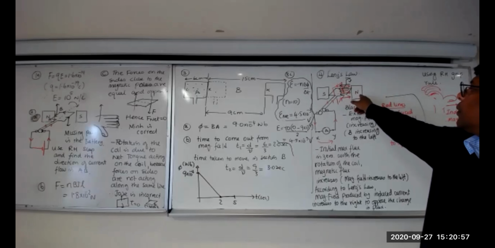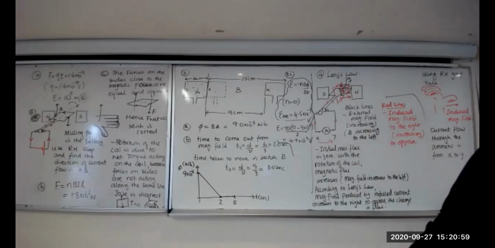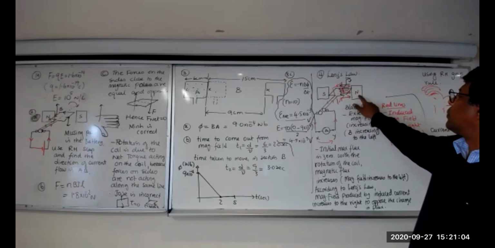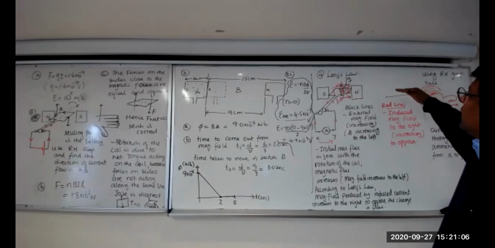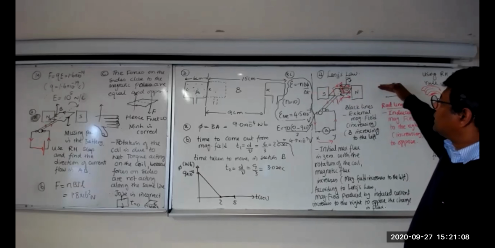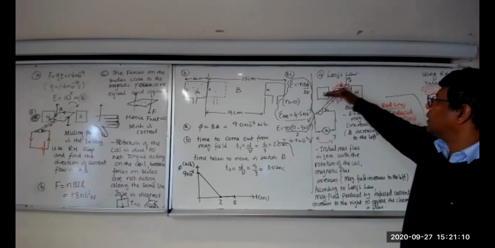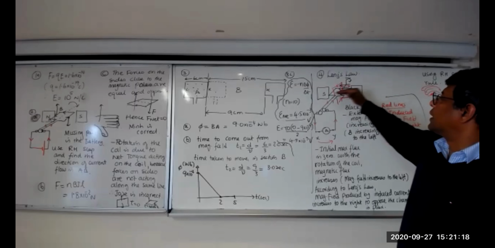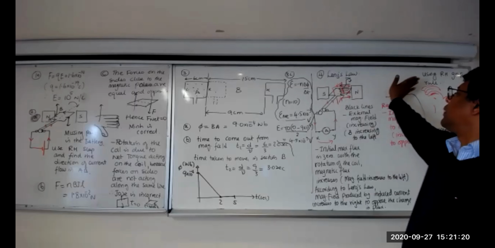Your magnetic field is like in north and south. The south pole is here, north pole is here, south pole is there. The magnetic field produced by the magnets is to the left. That's north, that's south. So therefore the flux is increasing, or the strength of the magnetic field is increasing to the left. So the induced field should be to the right.